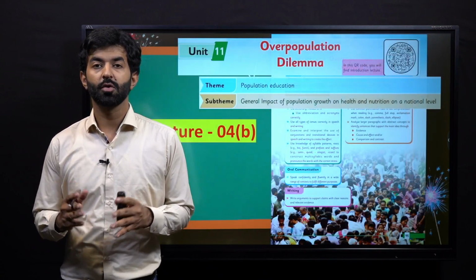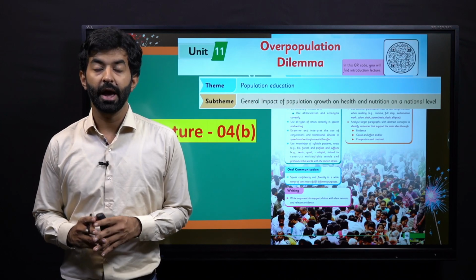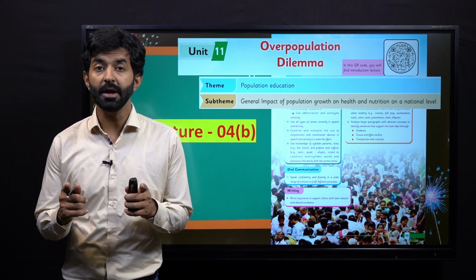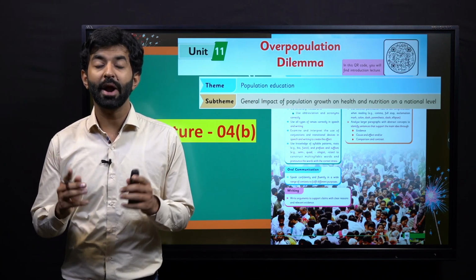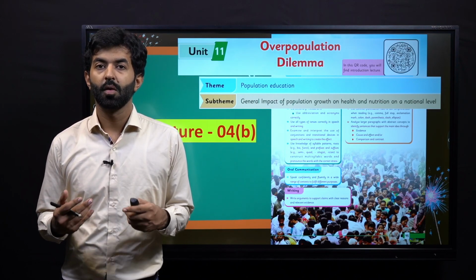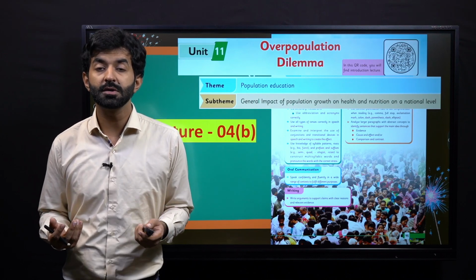Students, today we are going to cover our lecture 4B and we are going to talk about punctuation cues, specifically parentheses, those round brackets that you see in your text. Now, how do we use them? How do we identify the purposes as well?